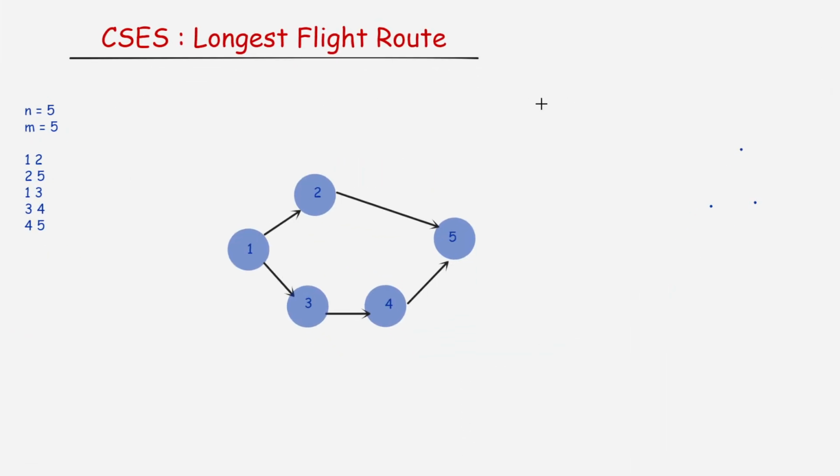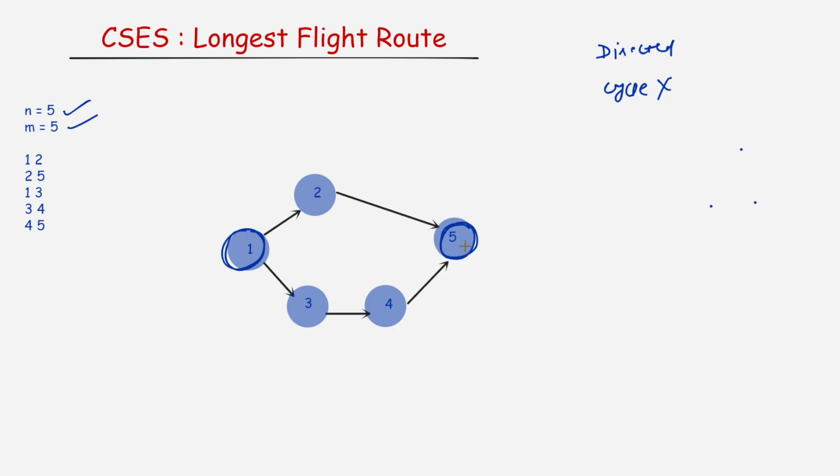So our problem is longest flight route from CSES. Now the problem is you are given n nodes and m edges. And first of all, this is a directed graph. And second, there is no cycle. So note that there is no cycle. You have to find the longest path from source node 1 to destination node n.